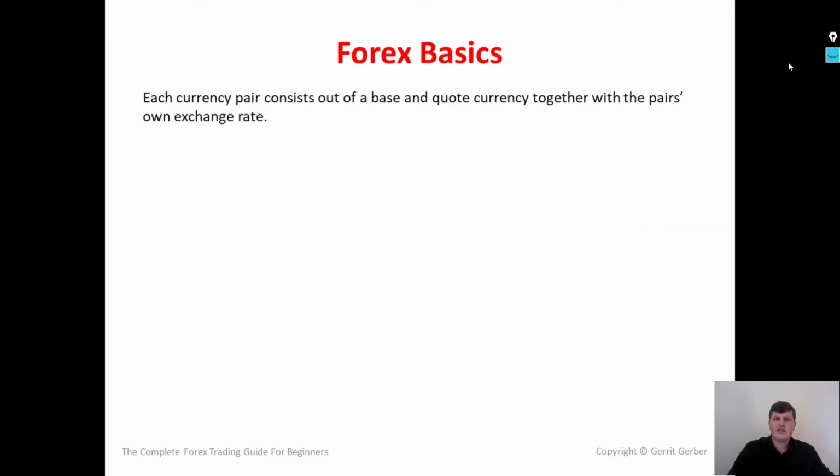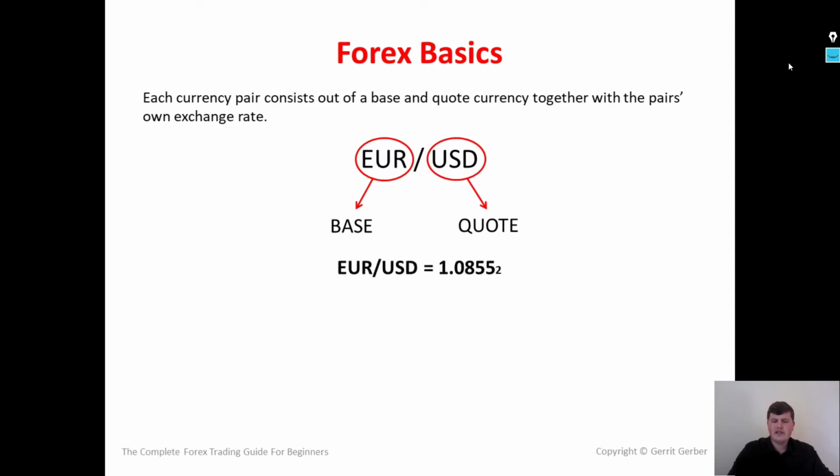Each currency pair consists of a base and a quote currency together with the pair's own exchange rate. For example, the Euro against the American dollar, with the Euro being the base currency or the first currency in the currency pair, and the American dollar being the quote currency or the second currency in the currency pair. And you will typically see this currency pair like this. The euro versus the dollar, and then its own unique exchange rate at that time.